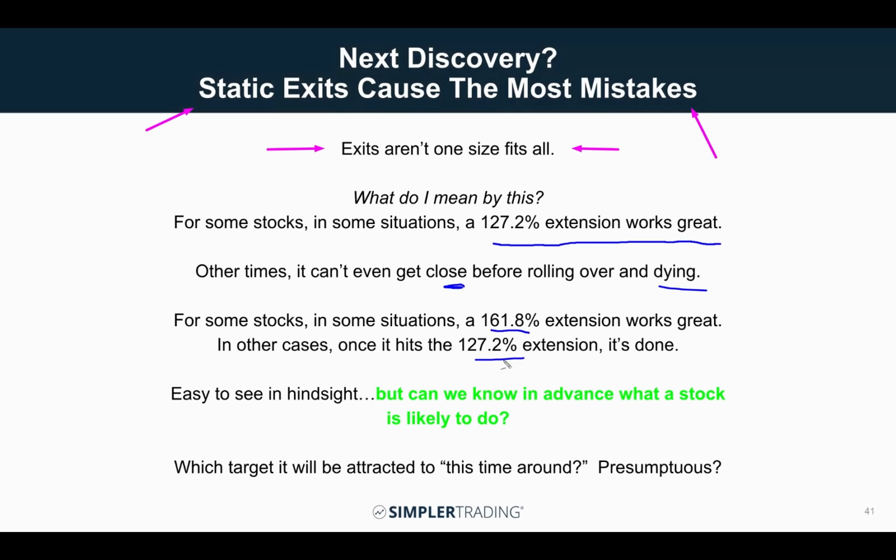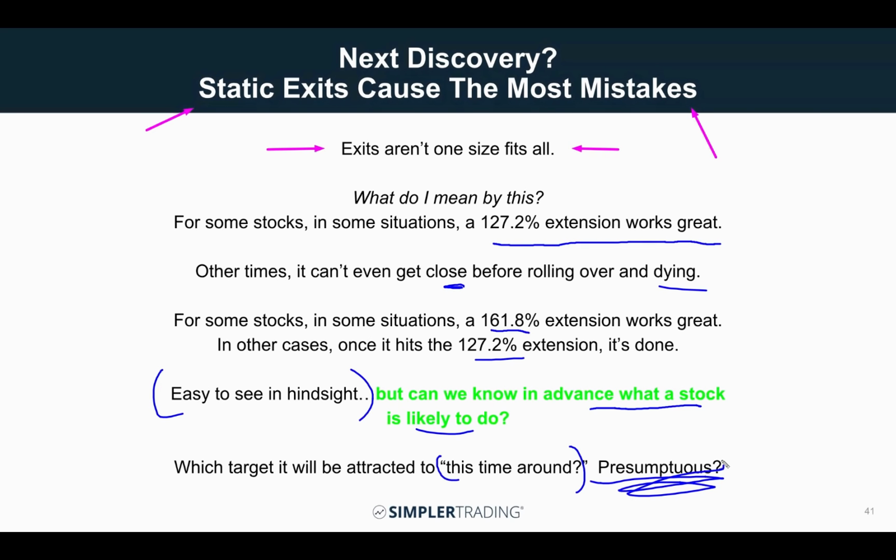So all this is easy to see in hindsight, but can we know in advance what a stock is likely to do? Which target will it be attracted to this time around? Even as I typed that out, I was wondering if that was kind of presumptuous, because nobody can predict what the market's going to do next, which I agree with. But can we get the odds?